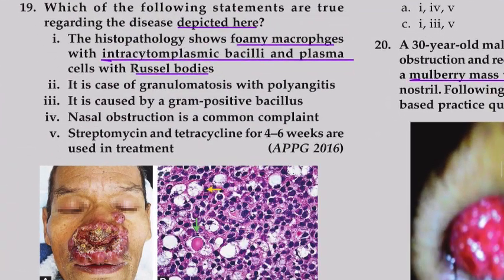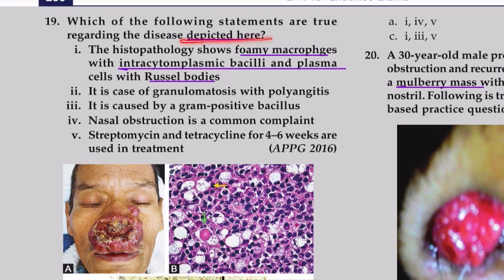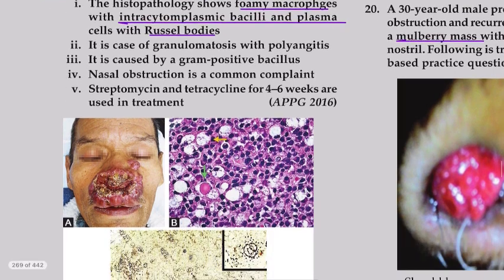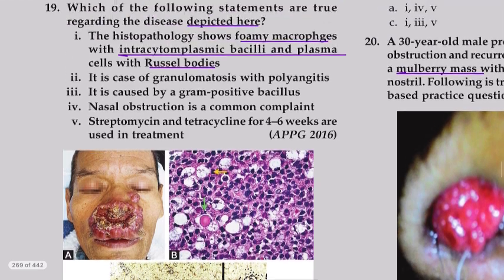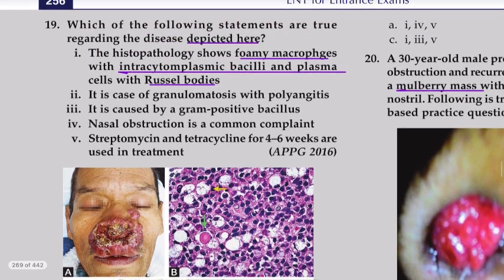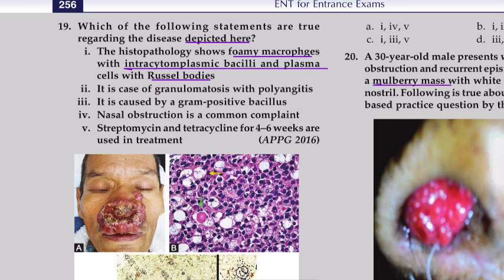Now, which of the following statements is true regarding the disease depicted here? Here it is talking about Russell bodies and Mikulicz cells, right? So it is the condition of rhinoscleroma, right? Rhinoscleroma. Now here, which are the true statements regarding the disease depicted here?